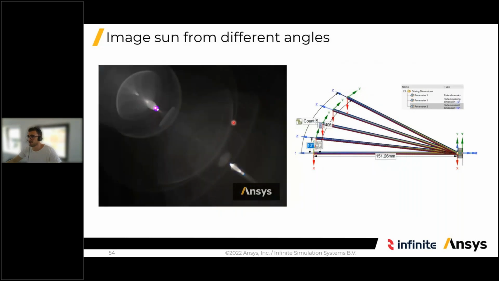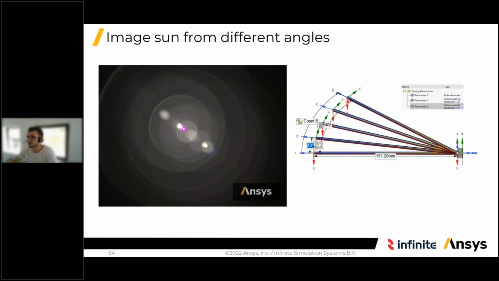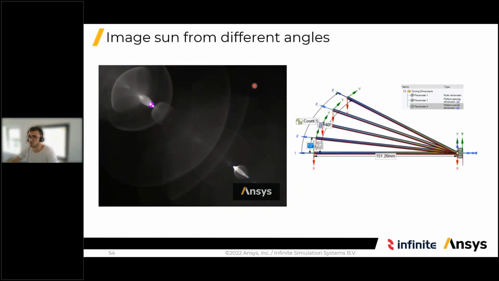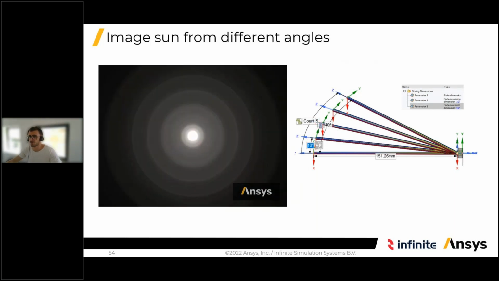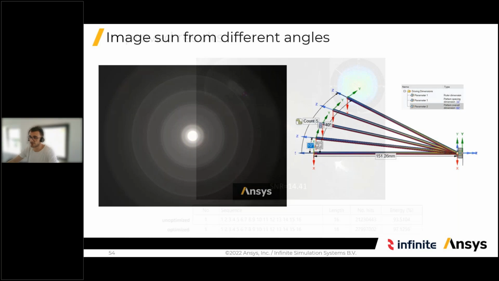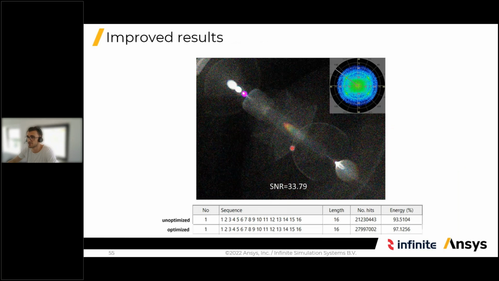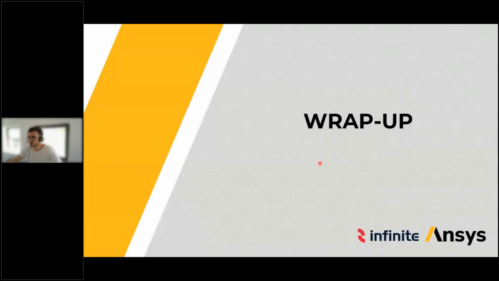And then finally, after we have done all of this, we can just do a direct simulation and image the sun at different angles to see if everything works well. And then we have improved our design. So we have an improved signal to noise ratio. As you can see, the Straylight is much less. And yeah, so this was a quick example on how to do Straylight analysis. And we will now wrap up, and I will hand over to Tisa.